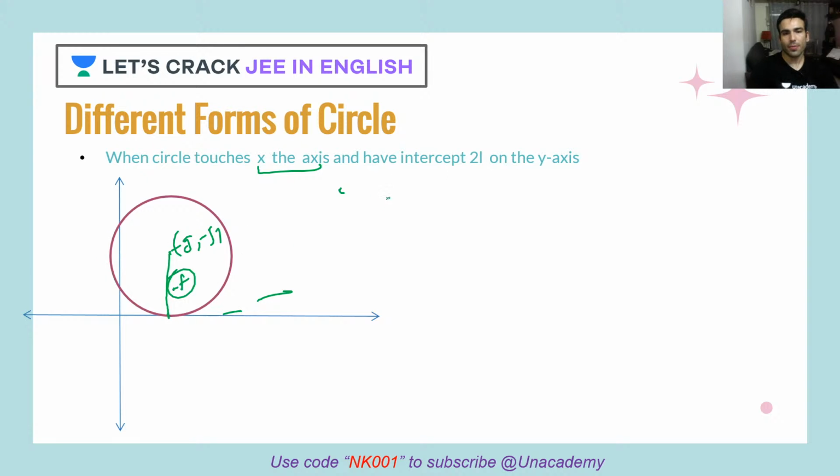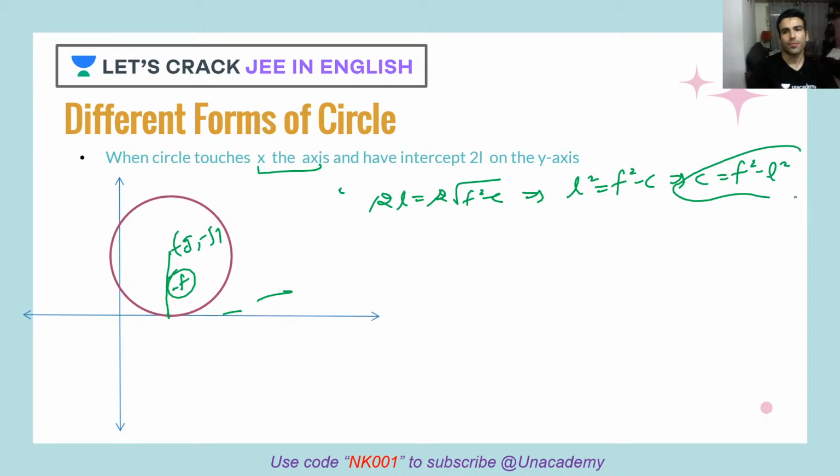So for the y-axis intercept, twice l is equal to twice root of f square minus c. So I'll have l square is equal to f square minus c. My c will be what? f square minus l square. Clear? Any doubt? Okay, great.